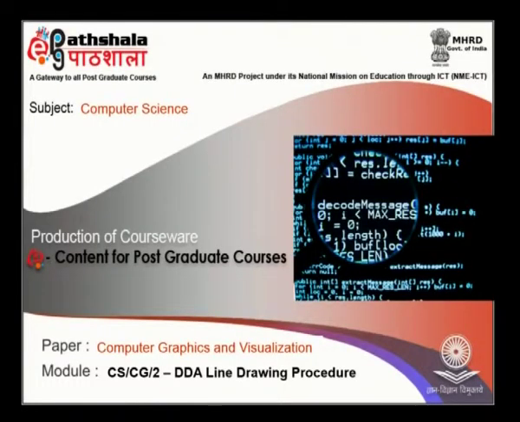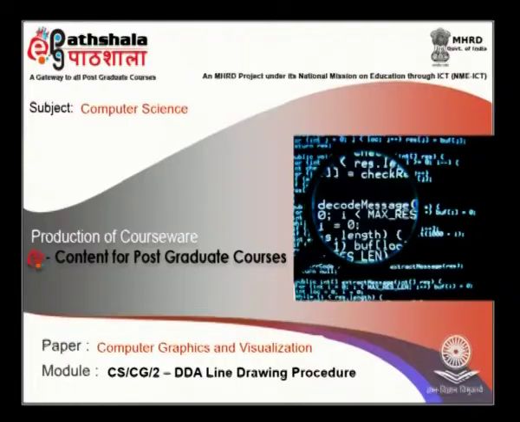We had a course already. This course is about computer graphics and visualization. We had a session already, and this is the second session on computer graphics and visualization. In the last session and the previous session, we talked about some of the very basics and terminology and the required background for this course. And today in this session we are going to talk about the DDA line drawing procedure.